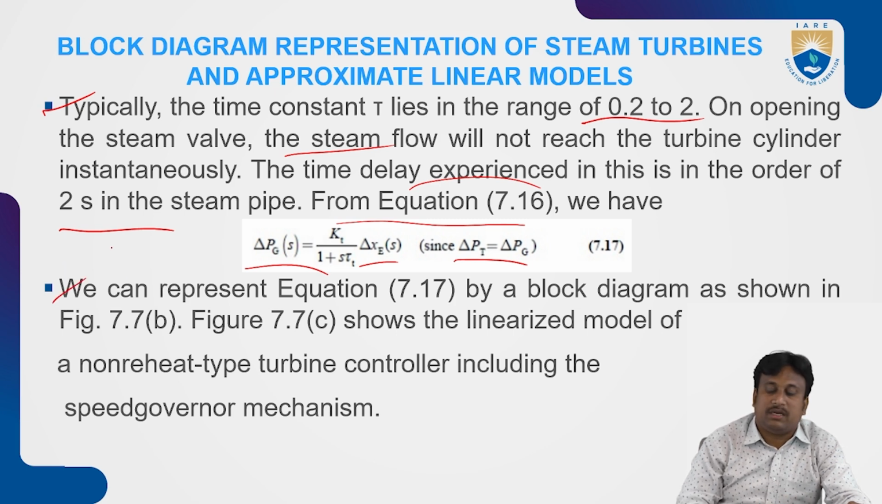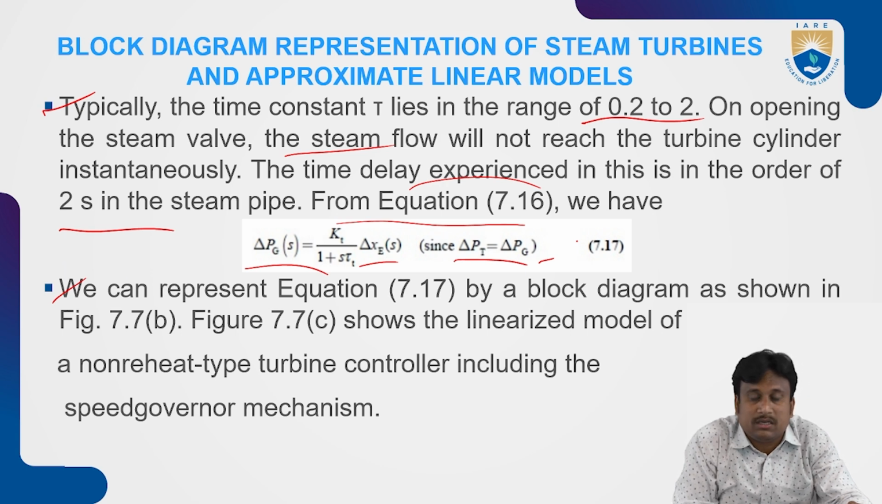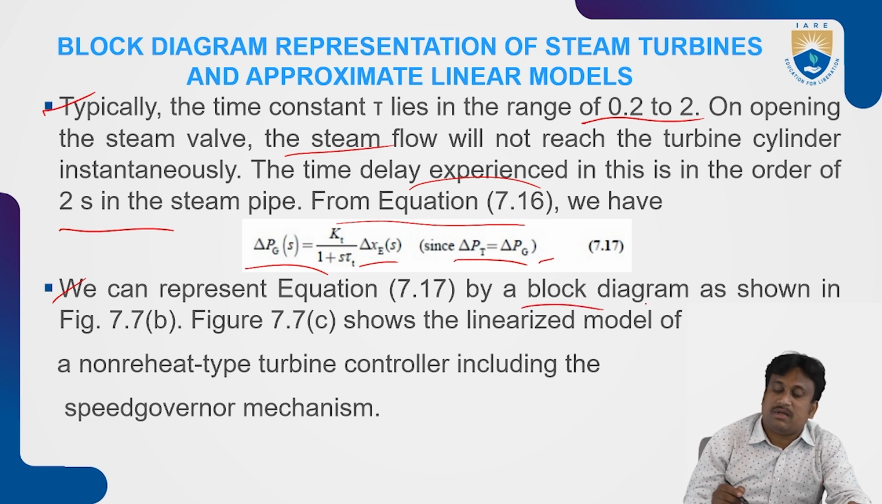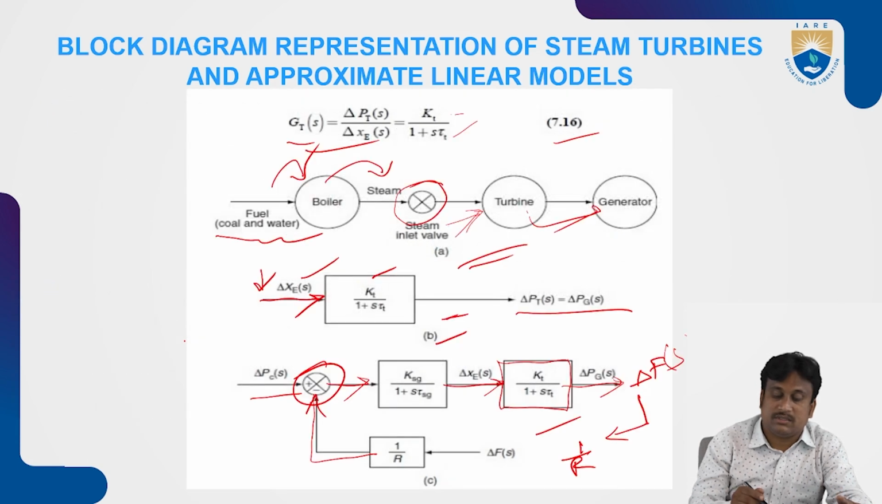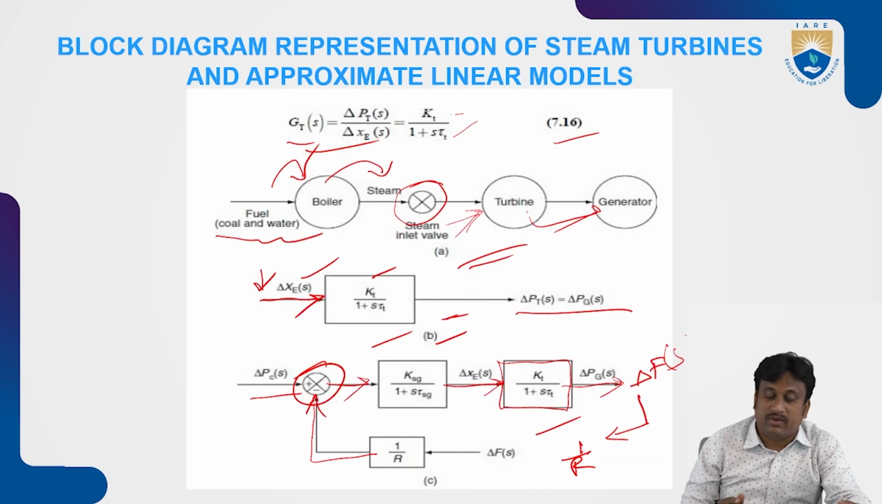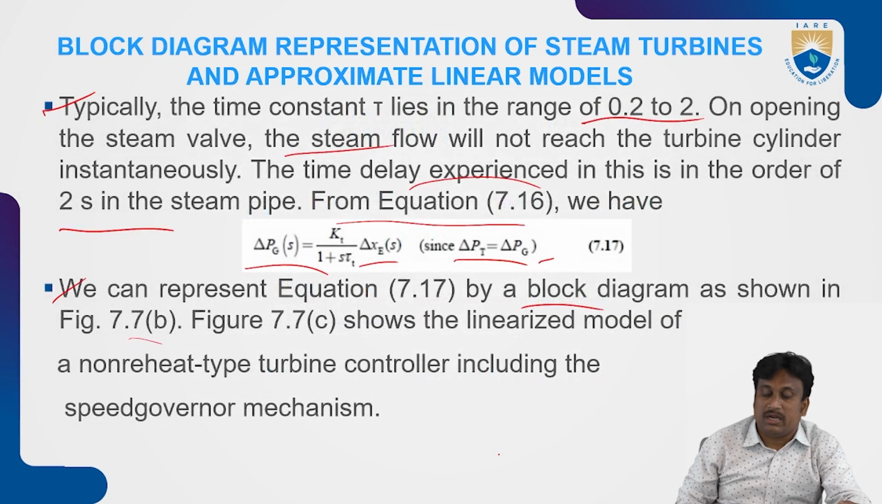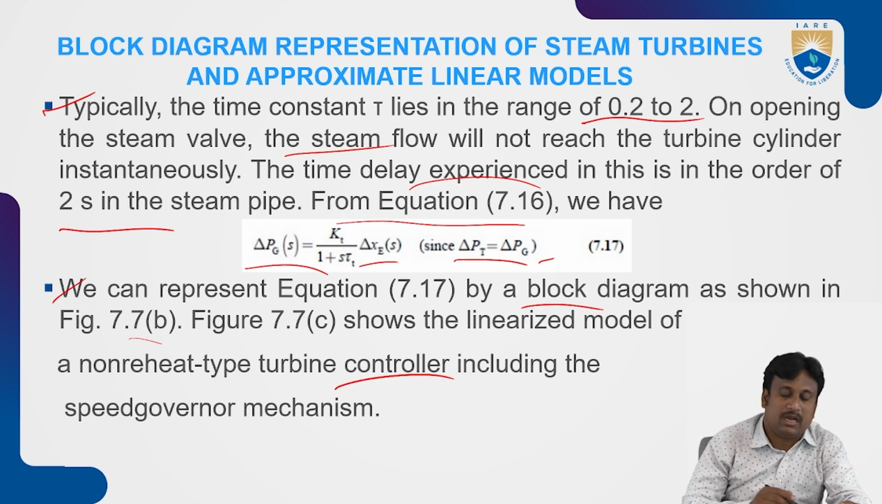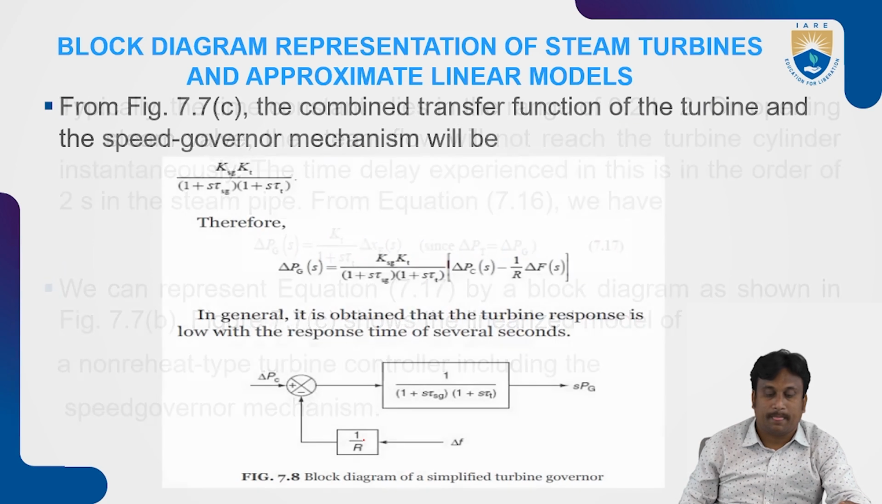So we can represent the expression we considered as delta Pg of S in terms of Kt by 1 plus S tau T times delta Xe of S. That can be represented by the block diagram that we already represented here in the second case. This is the block diagram we represented, and the third model we have seen here represents the linearized model for a non-reheat type turbine, including the controller and the speed governor mechanism.